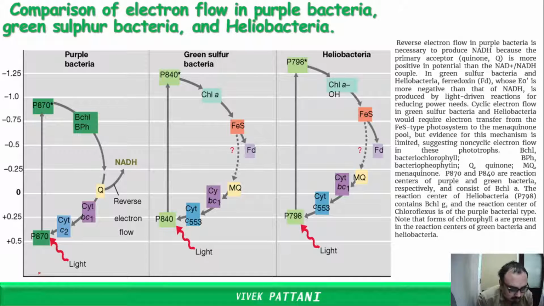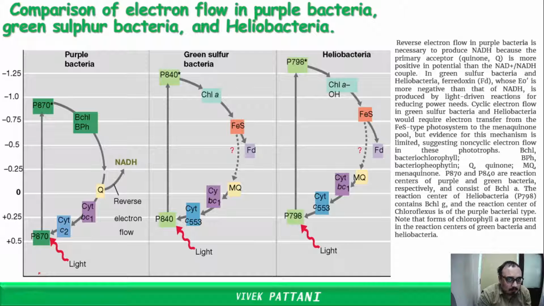Now, the example of purple bacteria you can use is the Rhodospirillaceae group, and in the case of green bacteria you can use the Chlorobiaceae group. So this one is the comparison between purple bacteria, green sulfur bacteria, and heliobacteria.